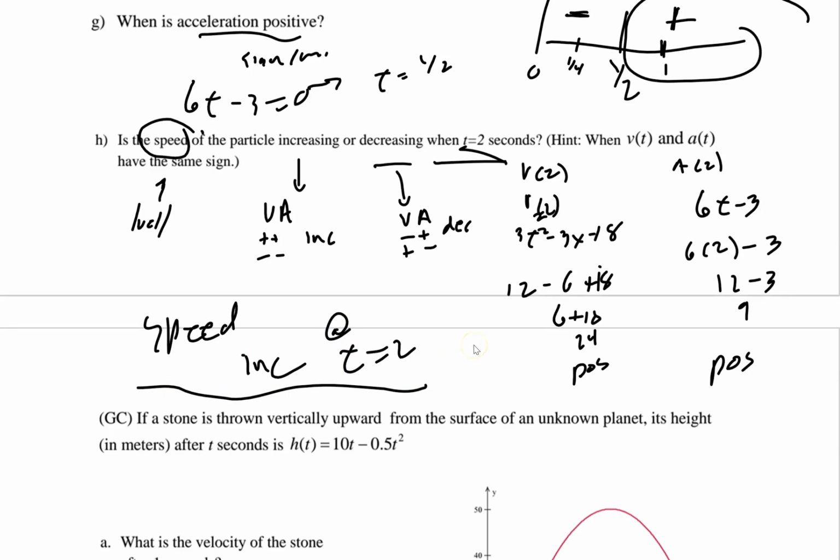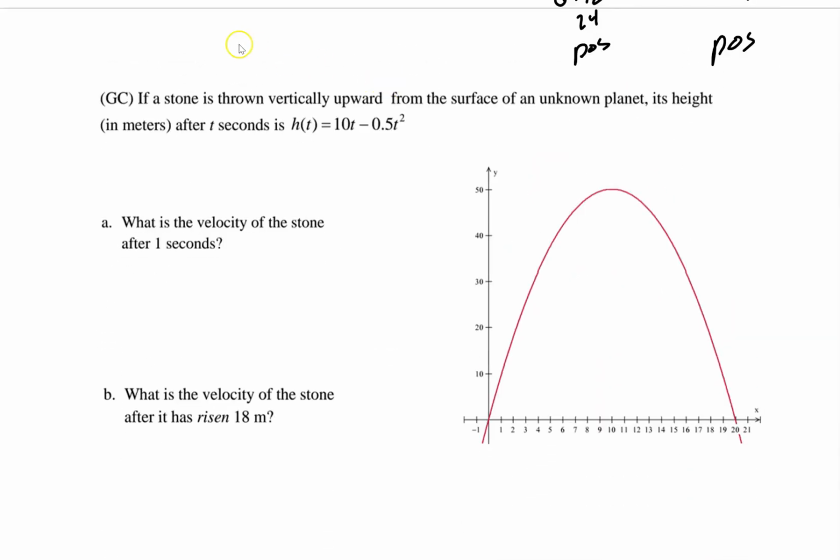Let's do another one. Let's look at this example. First of all, GDC just means graphing calculator, or graphical display calculator. If a stone is thrown vertically upward from the surface of an unknown planet, its height in meters after t seconds is given by this. So this is the height. Again, that's your original function, your displacement or your position.